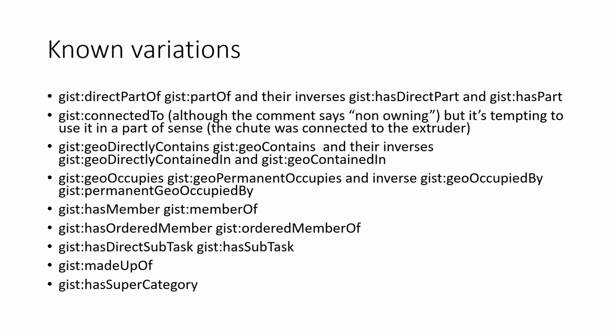There are several others that are worth talking about today. There's one called connected to. If you think of that literally in English, you might think the chute is connected to the extruder, or anything that's assembled is connected to. But in the comment, we suggest not to use it that way. We use the term non-owning, but the more I've looked at this one, I think it's a little bit on the dangerous side. So we'll come back to that.